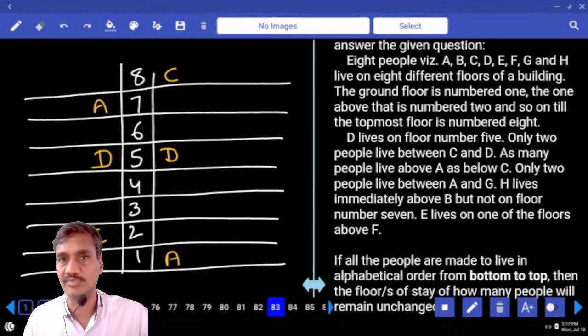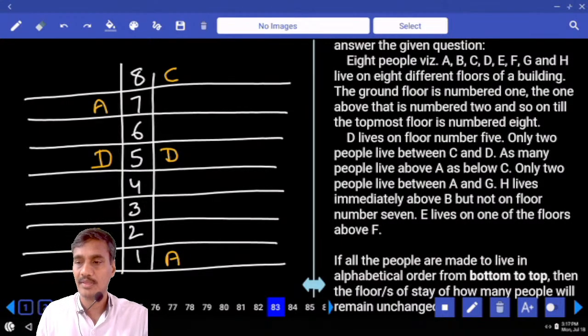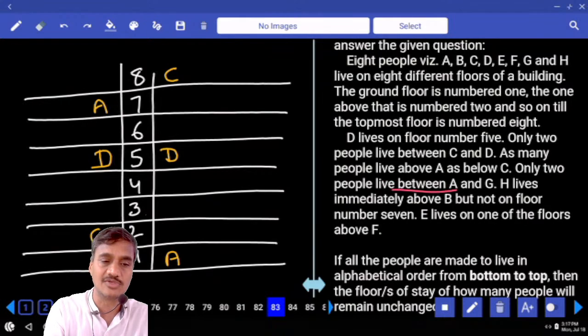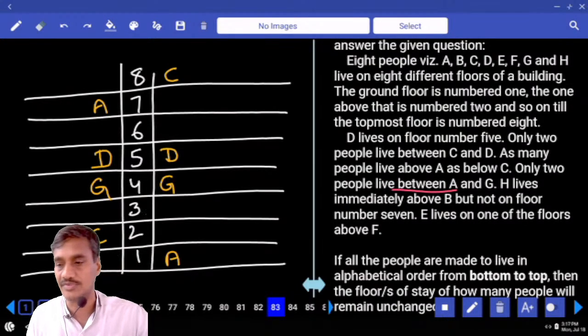So 7 below C and 7 above A. And next one, only 2 people live between A and G. Exactly 2 people. G is here. Now here again, 2 people between A and G. G is on the fourth.